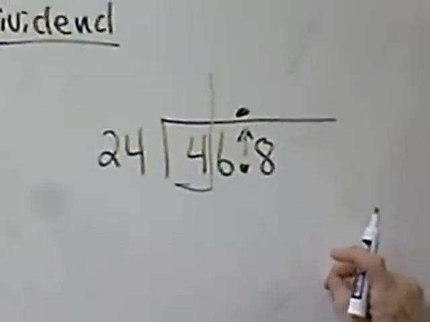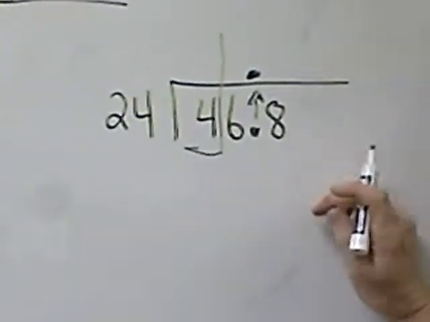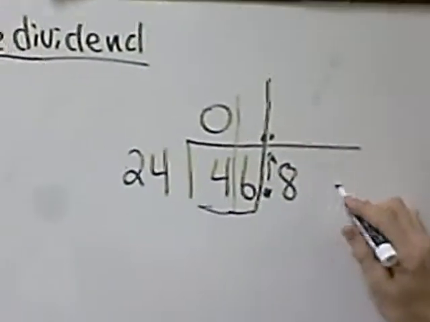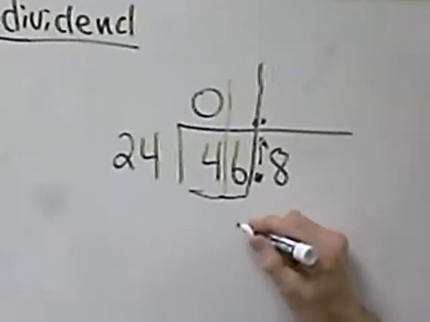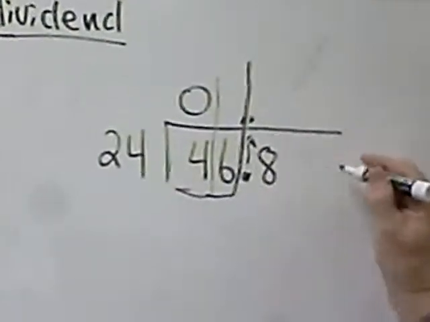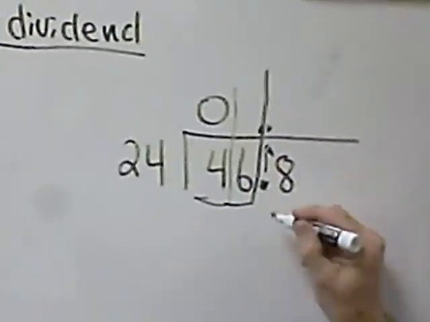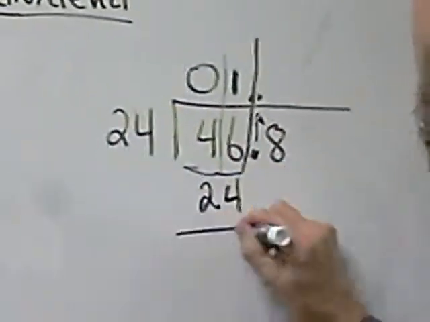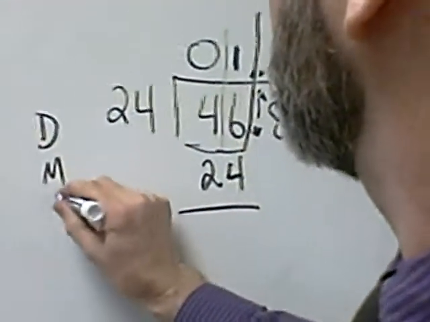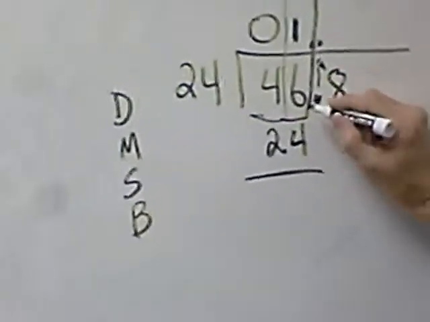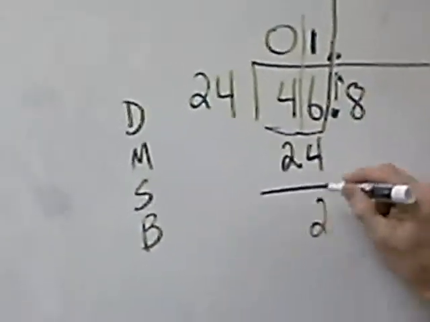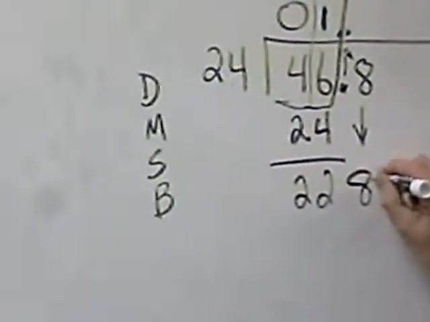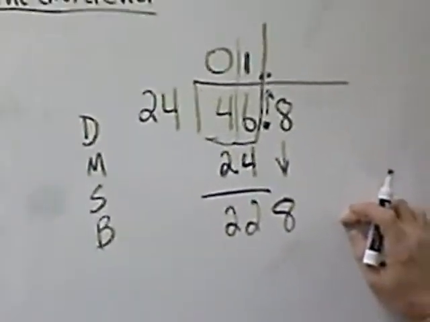How many times does 24 go into 4? It doesn't. Okay, so I'm going to look at 46 now. How many times does 24 go into 46? Well, 2 times 25 is 50, so I'm thinking that 2 times 24 is not going to make it. So 1 times 24, so again, divide, multiply, subtract, bring down. Here's my subtraction. 6 minus 4 is 2, 4 minus 2 is 2, and now I bring down my 8, so 228.